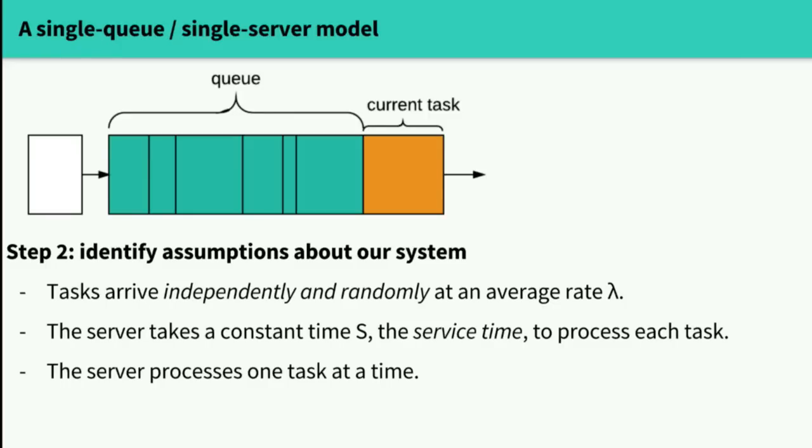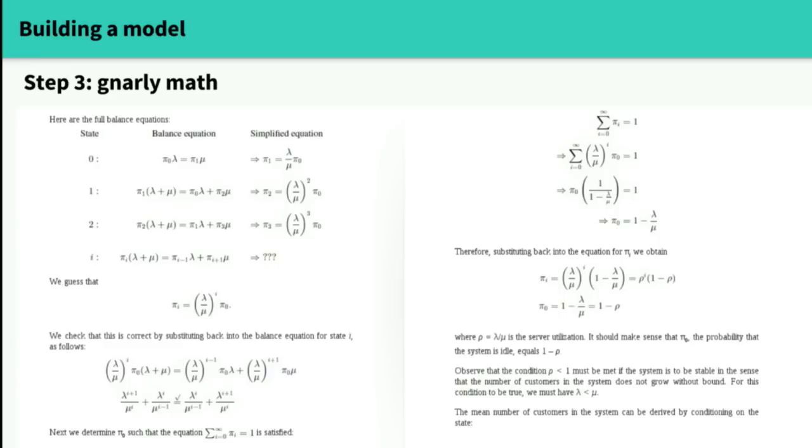And finally, like we said, the server can only do one thing at once, and it doesn't preempt. Once it starts a task, it has to finish it. So, step three, you all have stats PhDs, right?